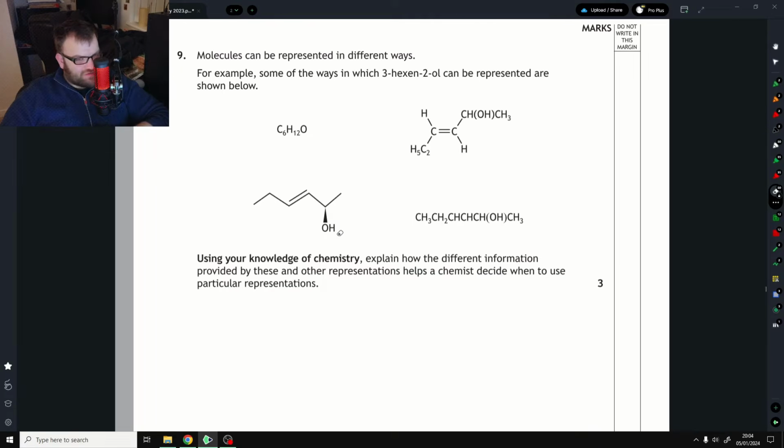This question's asking us about different representations. This one seems a bit contrived to me. I don't really think it's the best using-your-knowledge question I've ever seen. What kind of things are we going to talk about though?